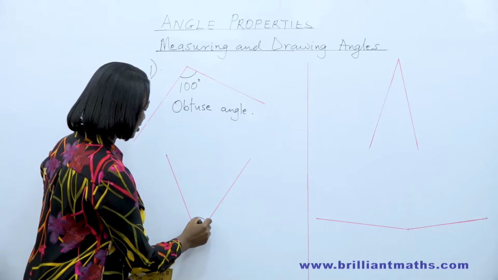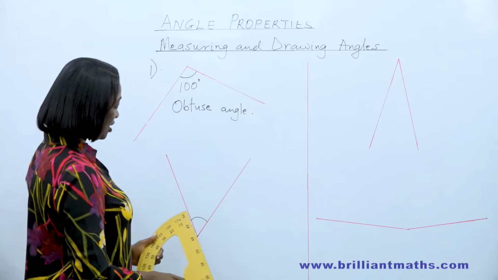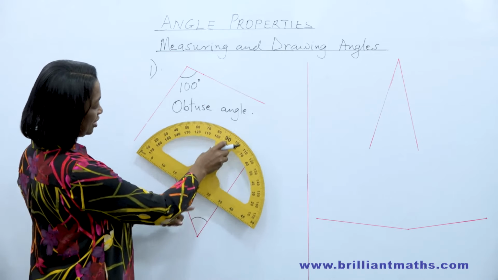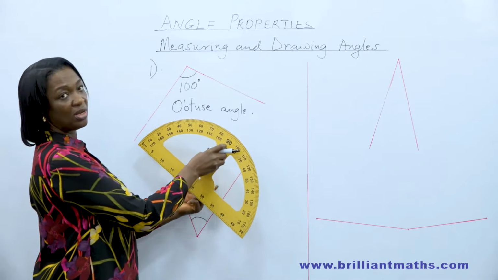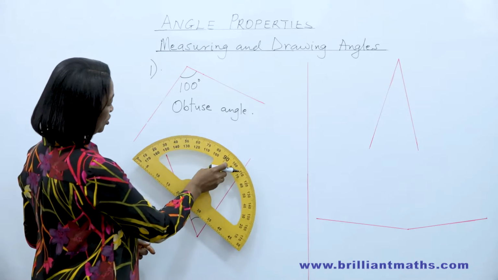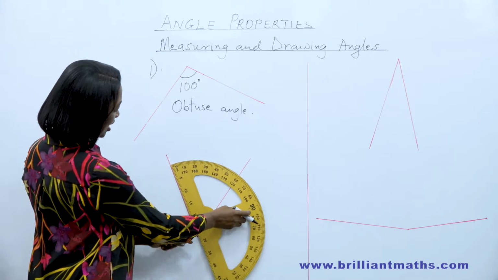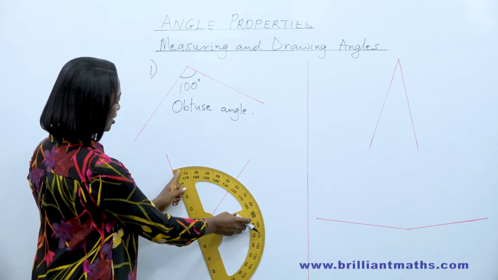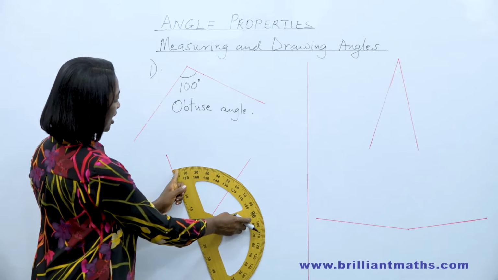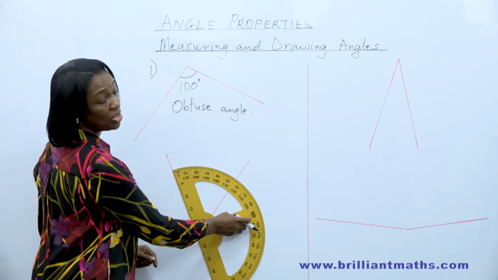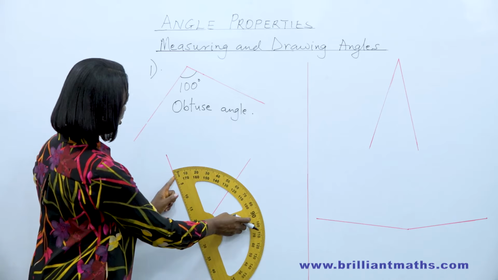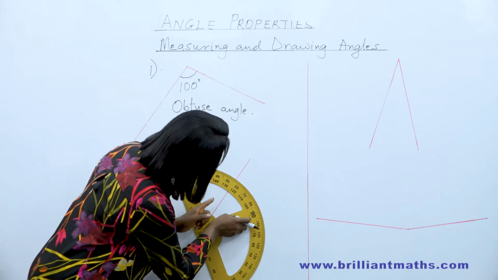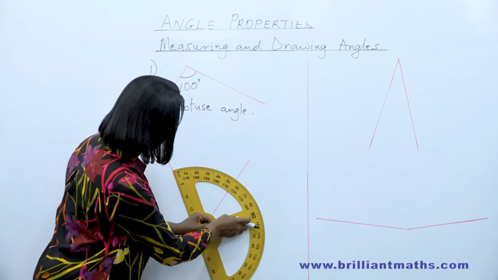we want to measure that angle. Again, we need to place our protractor in such a way that the area we're measuring is within the protractor. The center, we put it at the vertex. And then we read from the 0 that matches, and that's the outer measure. So from 0, 10, 20, 30, 40, the angle is 55 degrees.